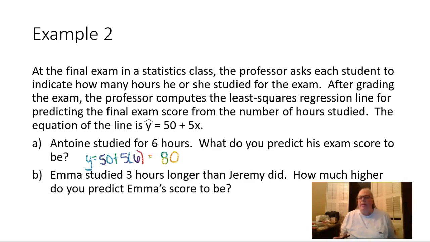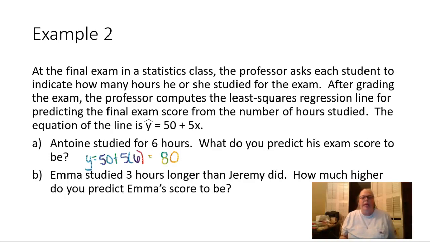Now, this does not mean that Antoine actually got an 80 on his exam. This is just based on the amount of time that he studied, what we would expect him to get. He could have got an 80, he could have got more than 80, or he could have actually got less than an 80. But our model says we should expect him to get an 80.